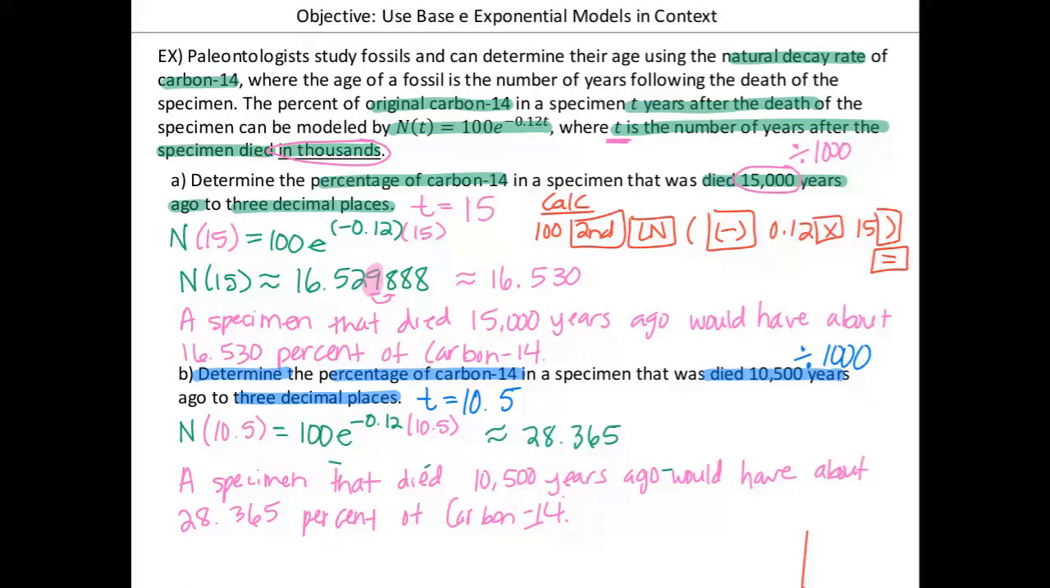All right, so again, in this case, our t, 10,500, if you divide it by 1,000, you should have got 10.5. And if we plug in 10.5 on the calculator, you do 100, second ln to get to e. You need the negative symbol, 0.12 times 10.5. Press equals, and you get 28.365. So that's how much percent of carbon-14 there would be if the specimen died 10,500 years ago.